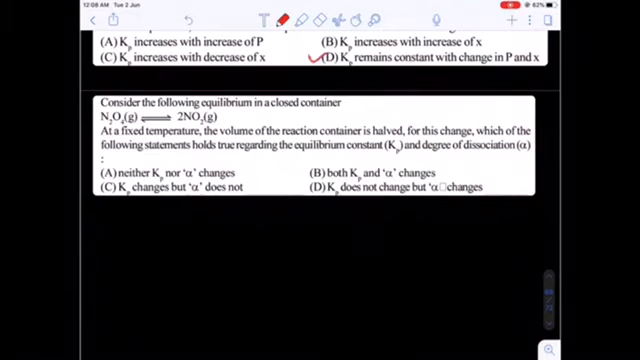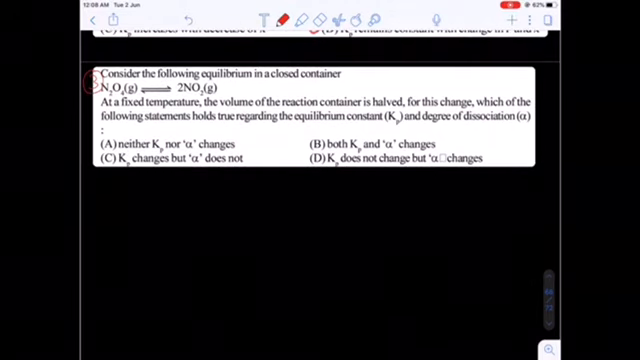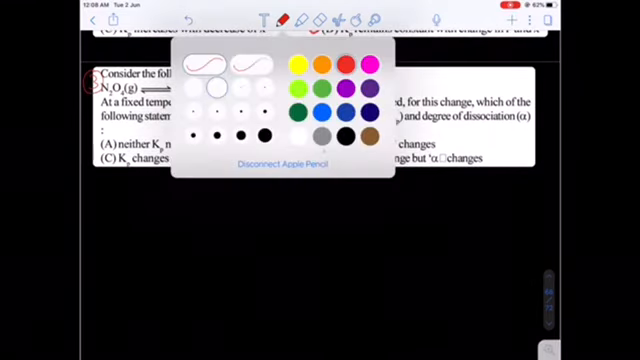Okay, now Kp does not change. Kp only changes by changing what? Temperature. This is question number 3. Kp value changes only by changing the temperature.